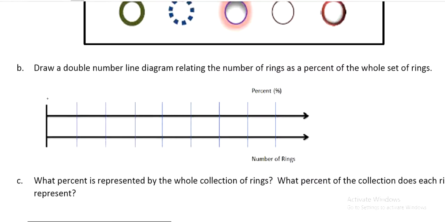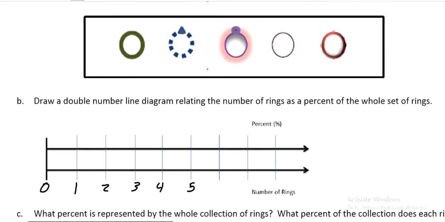Now for this one, let's do the number of rings first. So 0, 1, 2, 3, 4, 5. I'm going to stop there for now because she had 5 total rings. So that means that 100%, I'm going to go ahead and put that above 5, 100% of her collection consists of 5 rings. And we can fill in the rest from there. Right here, 0% would go above 0 rings.